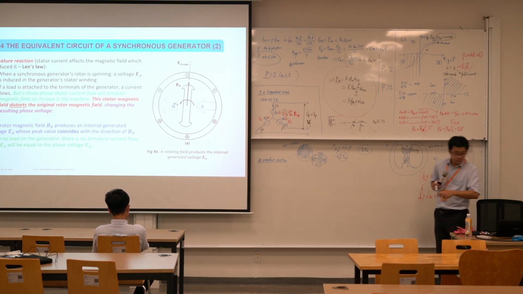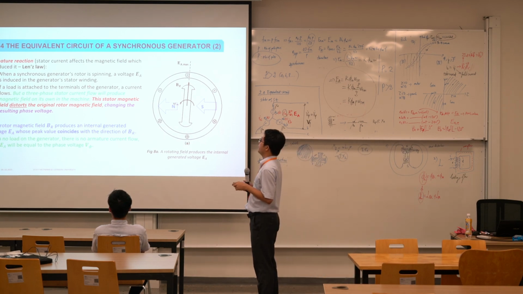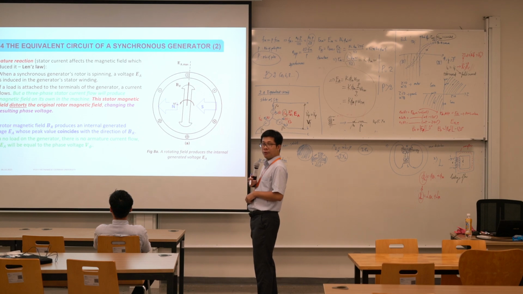So look, if a load is attached to the terminal of the generator, a current flows, but a three-phase stator current flow will produce a magnetic field in the machine. So this stator magnetic field distorts the original rotor magnetic field, right? They have the interaction between VR and VS, so changing the resultant phase voltage. This is armature reaction.